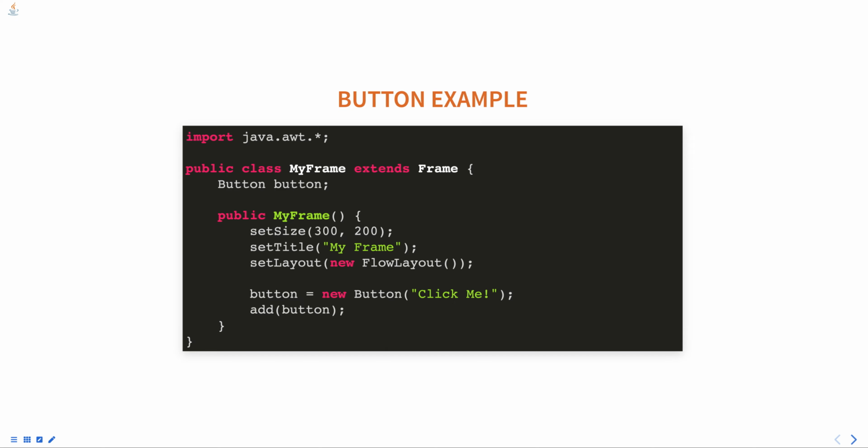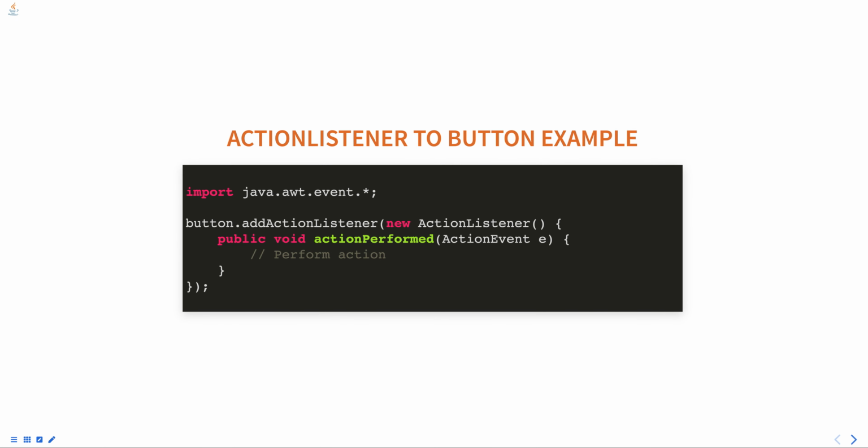You can also add an action listener to the button to perform an action when the button is clicked. In this example, an instance of the ActionListener interface is created and registered with the button using the addActionListener method. When the button is clicked, the actionPerformed method of the ActionListener is called, where you can perform the desired action.